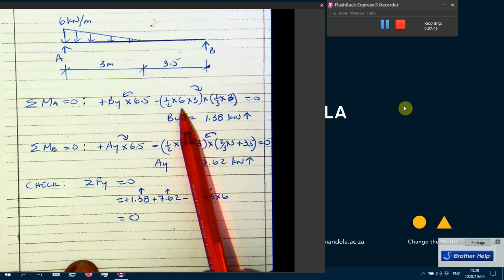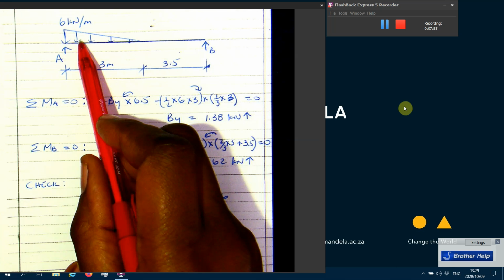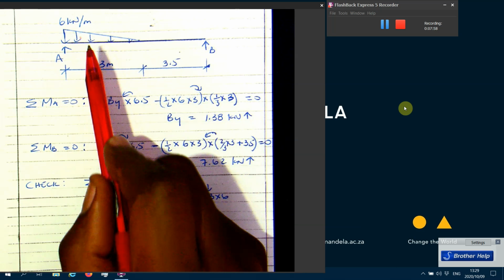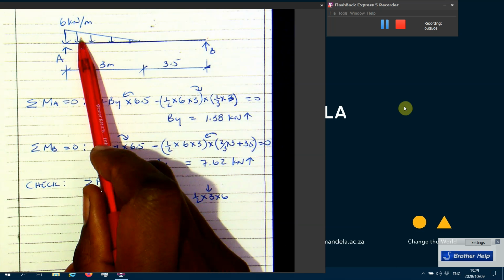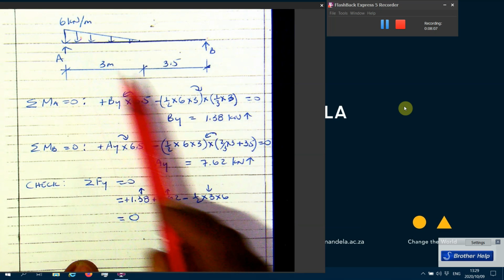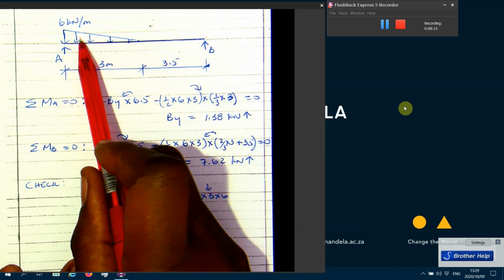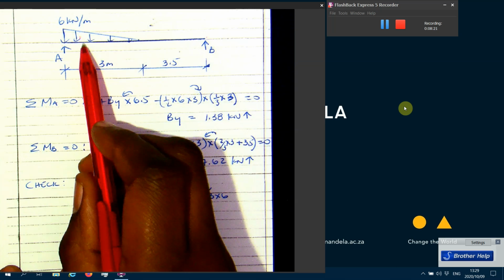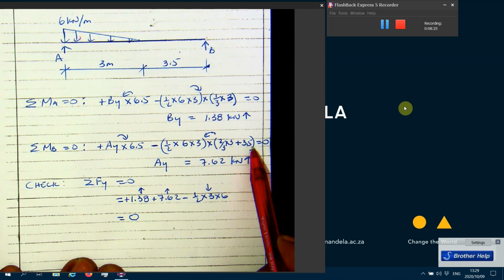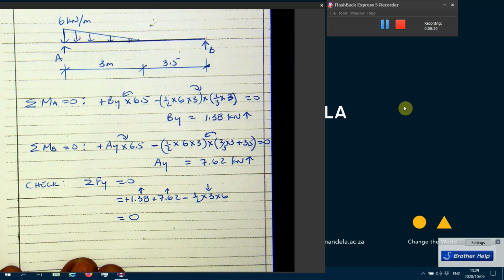I am converting that UDL now into a point load acting at the center of that triangle. So what is the distance now from the center of this triangle to A, or from the center of this triangle to B? I'm taking moments about A. Therefore, what is the distance from the center to A? It is 1/3 of 3. What is the distance from the center of this triangle to B? It is 2/3 of 3 plus that distance of 3,5, and then you solve your equation.